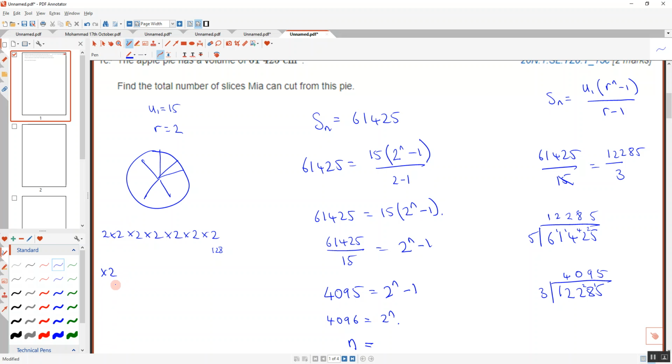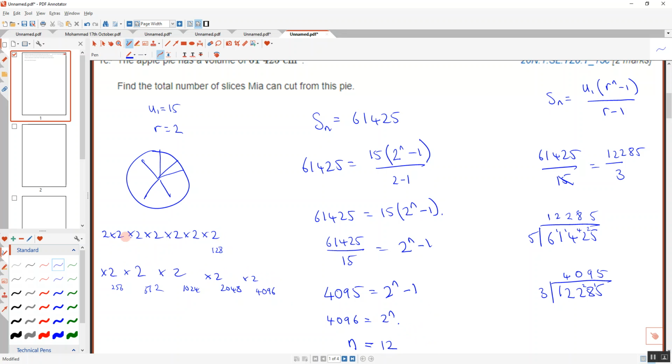Times by 2 gives me 256. Times by 2 again is 512. Times by 2 is 1024. Times by 2 is 2048. Times by 2 is 4096. So that's 2, 3, 4, 5, 6, 7, 8, 9, 10, 11, 12. So n is equal to 12, okay?